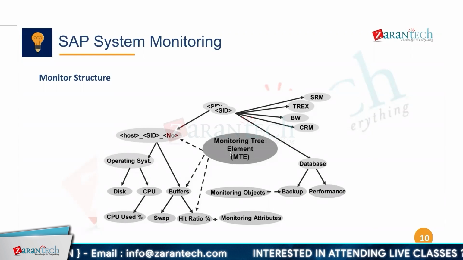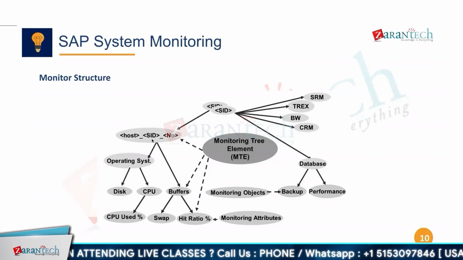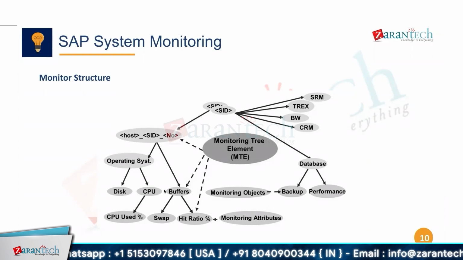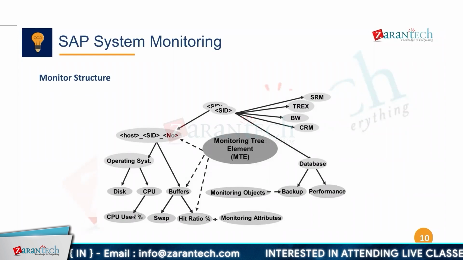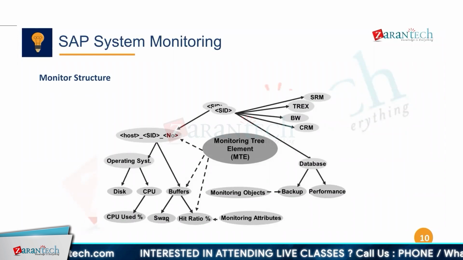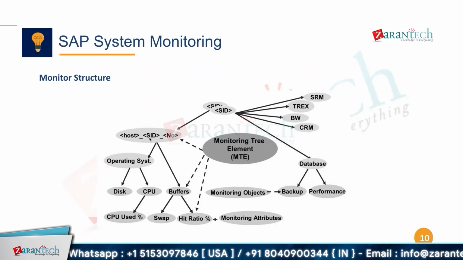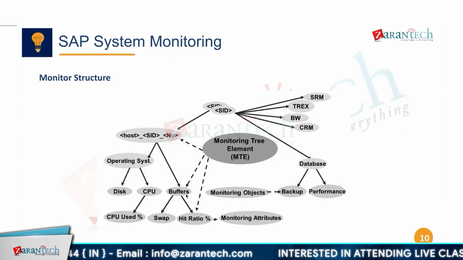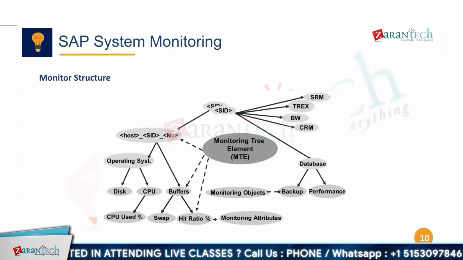Good. So in a monitoring tree element host, this is all operating system. You have one monitoring tree, operating system, and then disk. Disks, CPU and buffers are the monitoring objects, the things which you will monitor. And these are the monitoring attributes, what you monitor or how you monitor, I mean the thresholds, etc. In the SID you have SRM, TREX, BW, database, many things. Forget about all of them for now and just focus on this. In a monitoring tree element of the server, you have the monitoring objects disk, CPU and buffer, and then the monitoring attributes: CPU utilized, swap utilized and hit ratio. So let's do this.